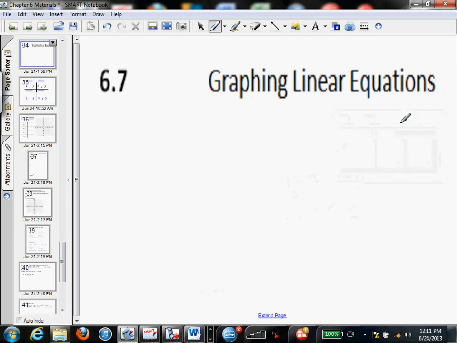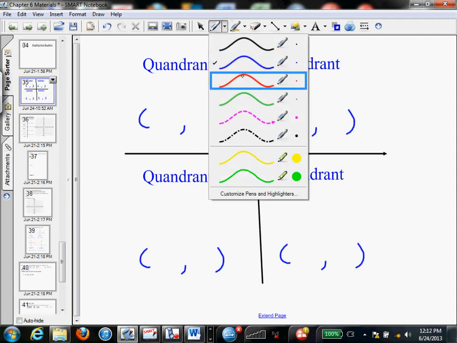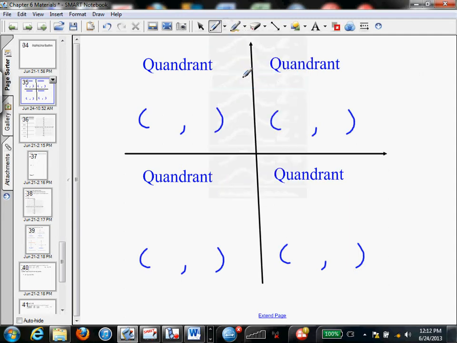Hello, and I want to welcome you to a discussion on 6.7, graphing linear equations. We're going to have a brief discussion and some guided practice through selected problem sets. Let's get started. So first, what you need to know is that you're going to deal with a four-quadrant plane.